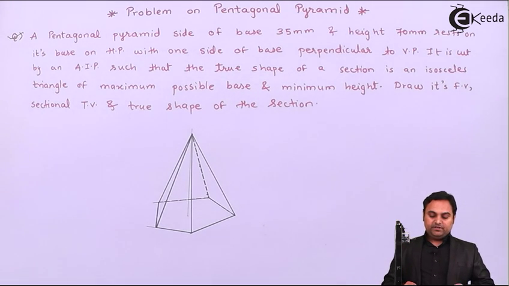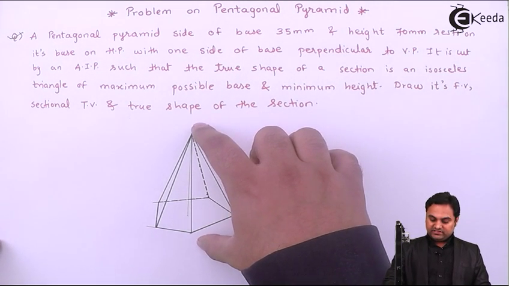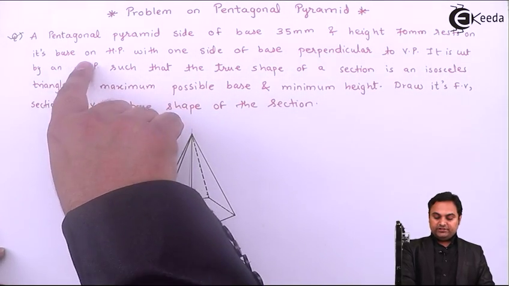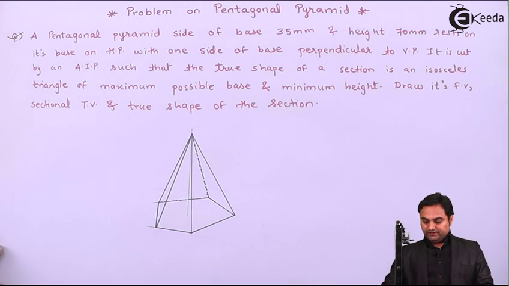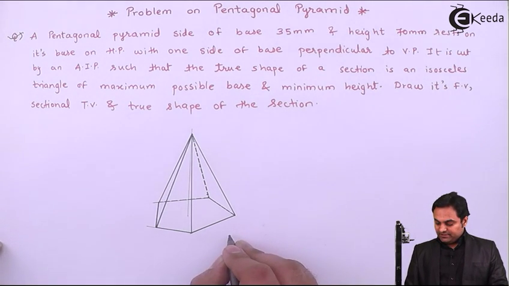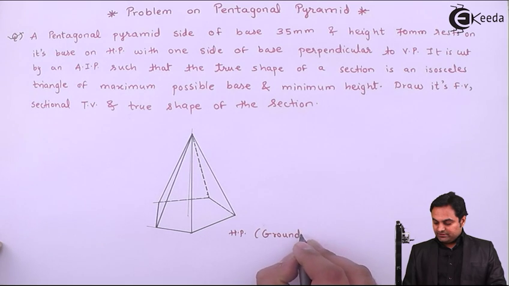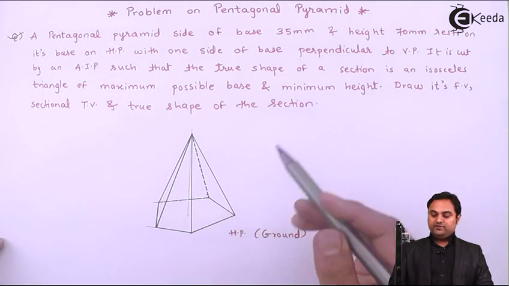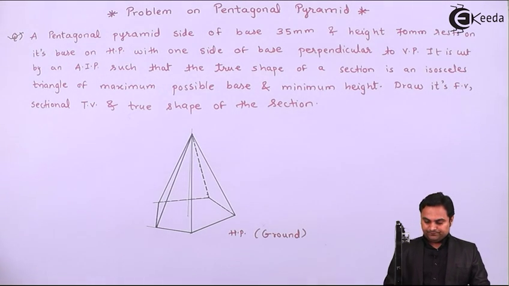Question is, pentagonal pyramid, side of base 35 mm and height of axis, that is the height is 70 mm, rest on its base on HP. So here I can say that this pentagonal pyramid is resting on HP, also called as the ground, on its base with one side of base perpendicular to VP. This condition I'll explain in the solution part.